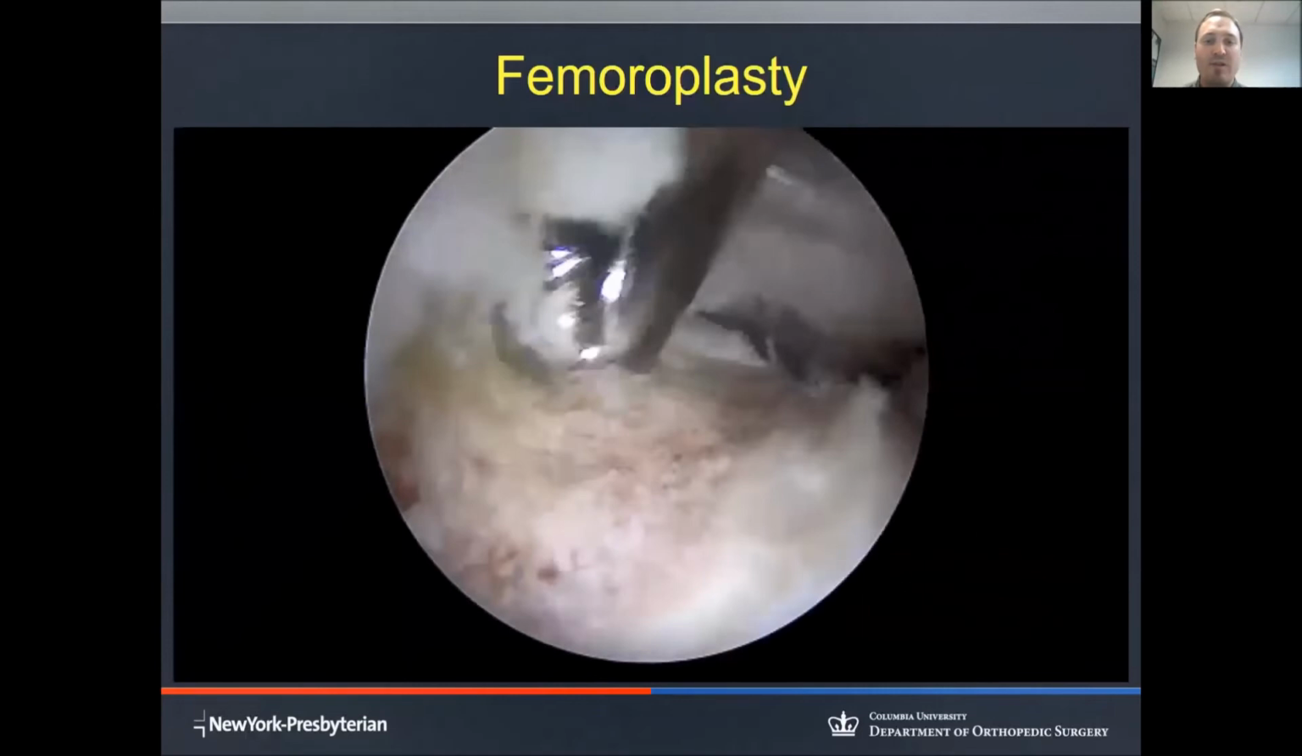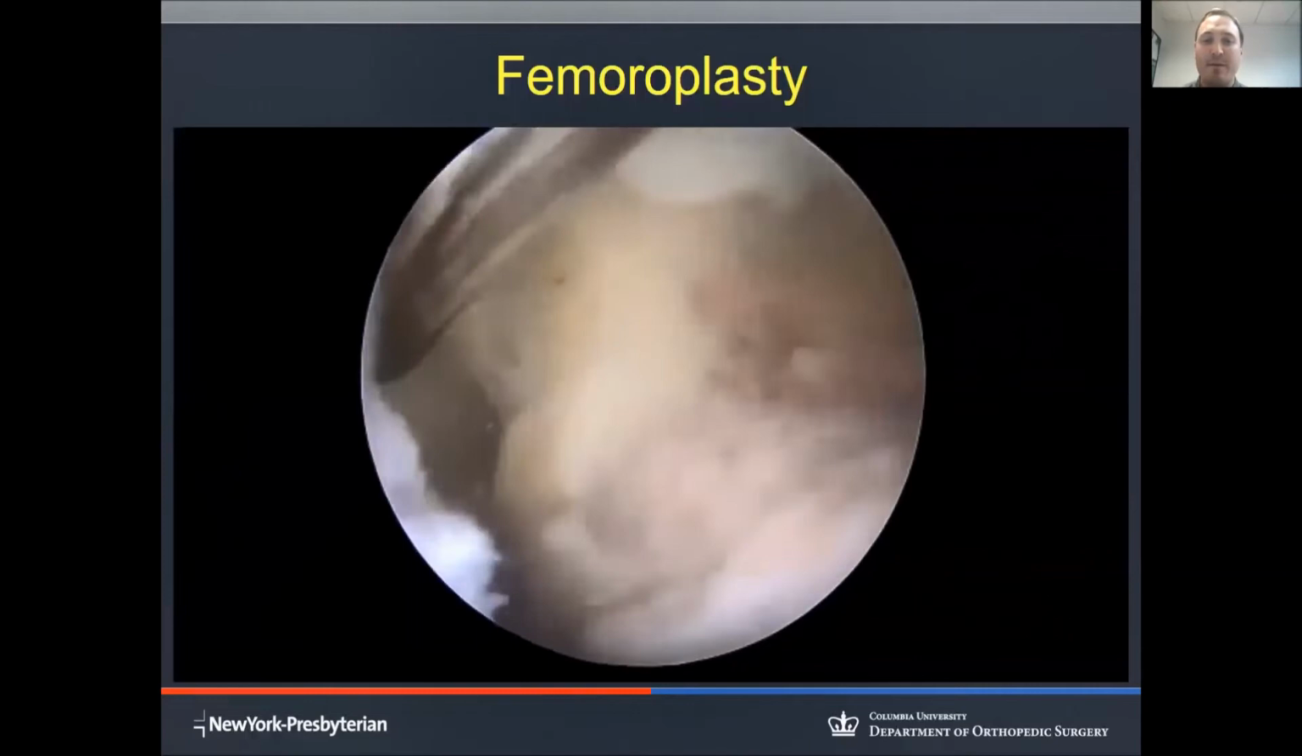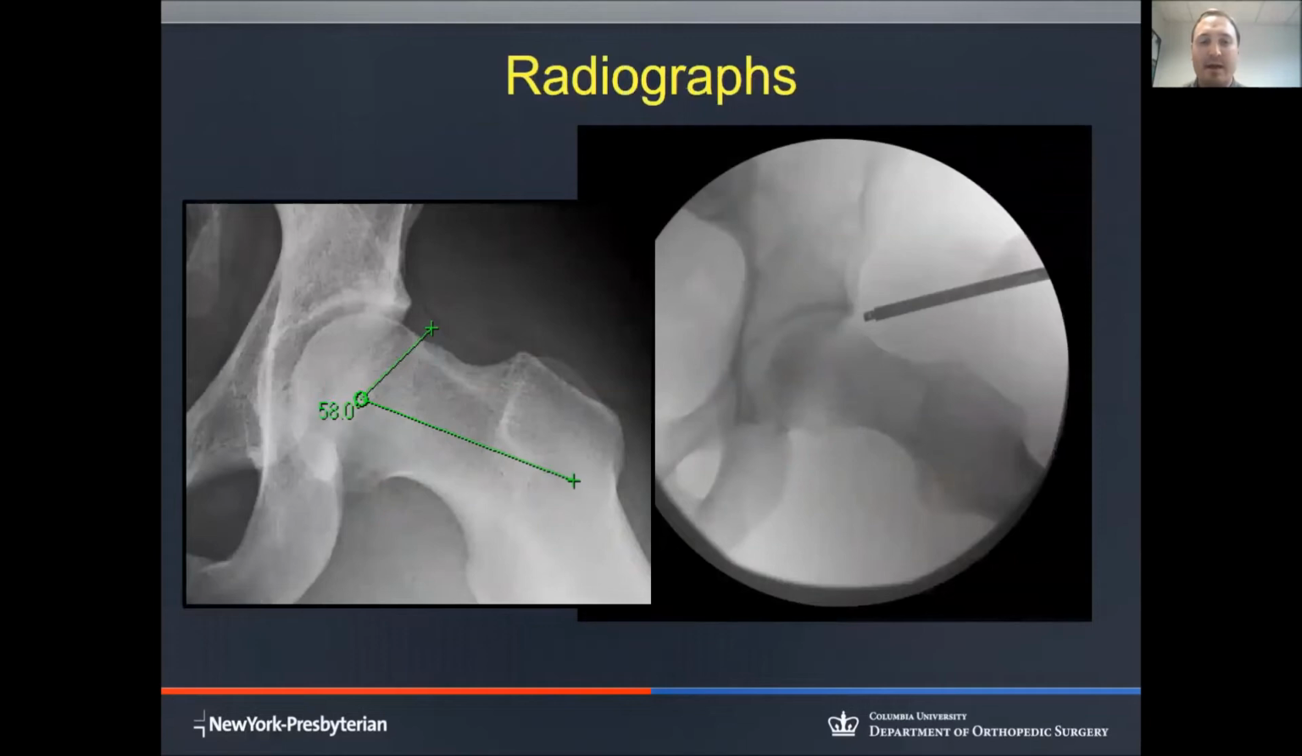And then once we're done, we'll go ahead and do a dynamic examination, make sure that there's no other areas of abutment, and then we'll close that ligament. This is the athlete afterwards, after we were able to reestablish that femoral head neck offset.